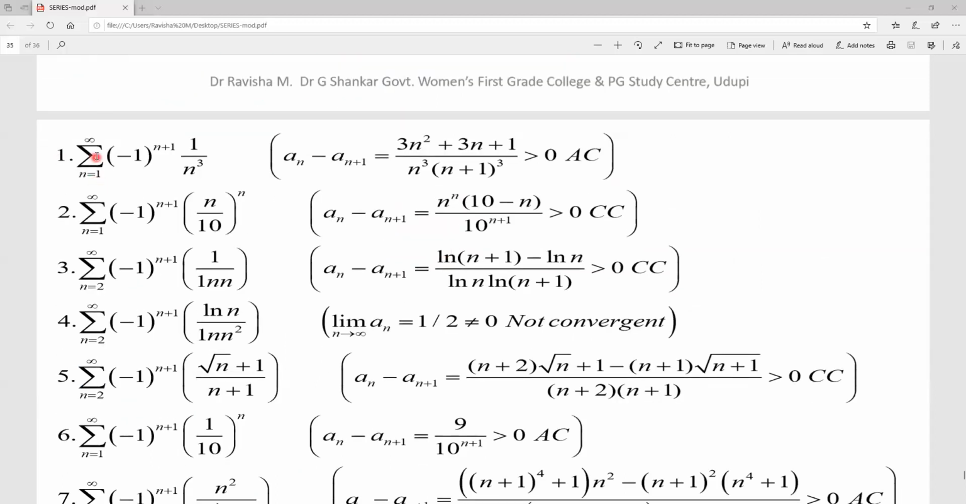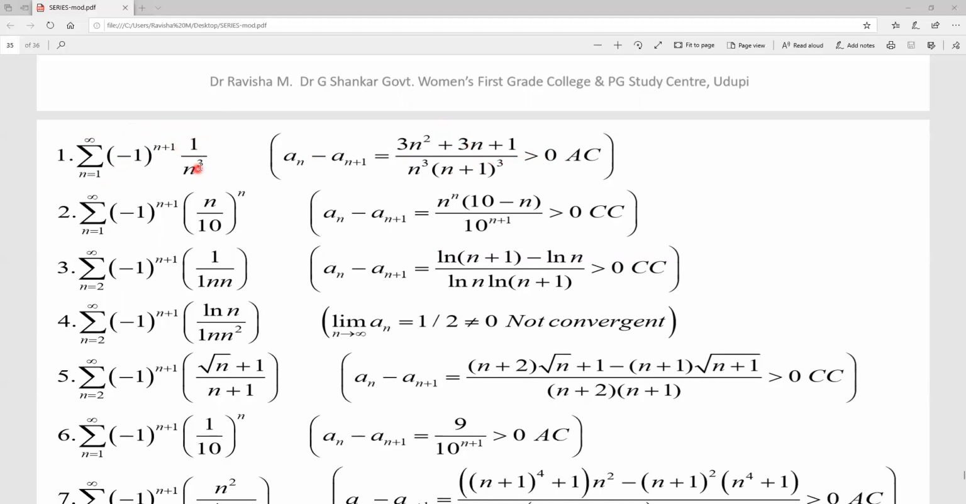Sum from n equals 1 to infinity of minus 1 to the power of n plus 1 by n cubed. It is an alternating series where a_n is 1 by n cubed. Anyway, 1 by n cubed is positive, so the first condition is verified. Let us go for the second condition. The second condition is also verified, that is, a_n minus a_(n+1) is greater than 0, for all n greater than or equal to 1.